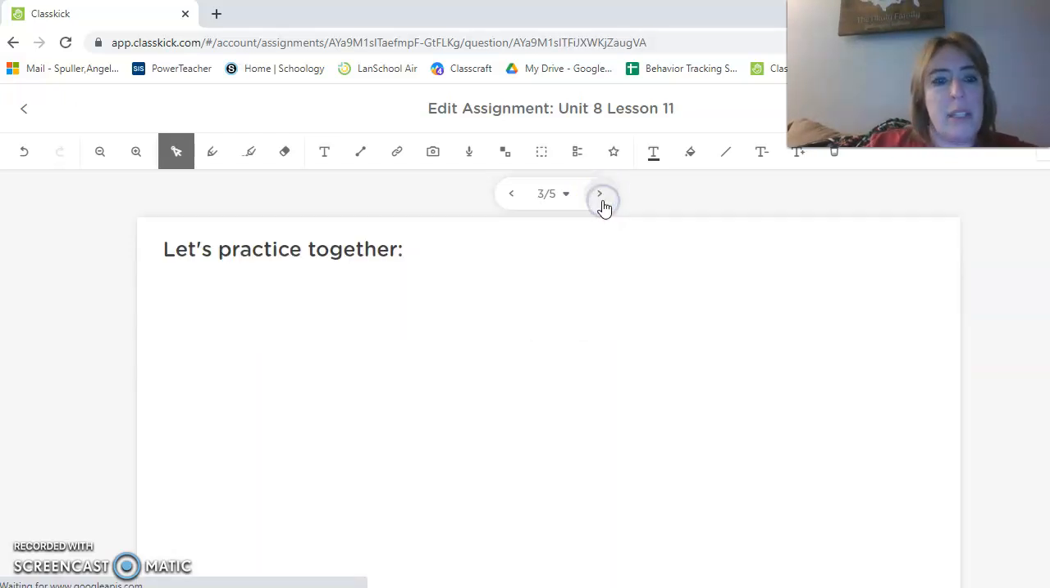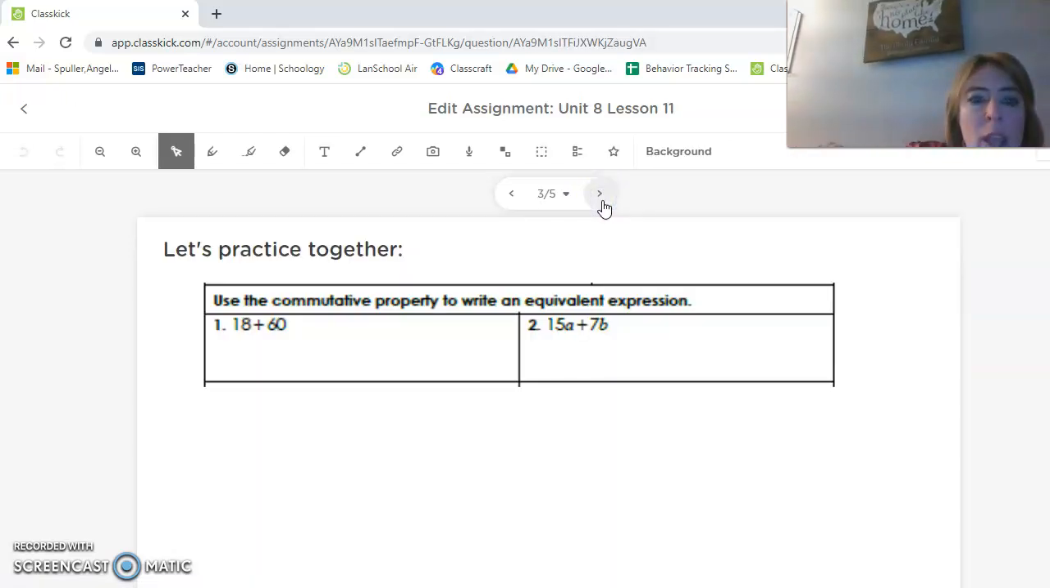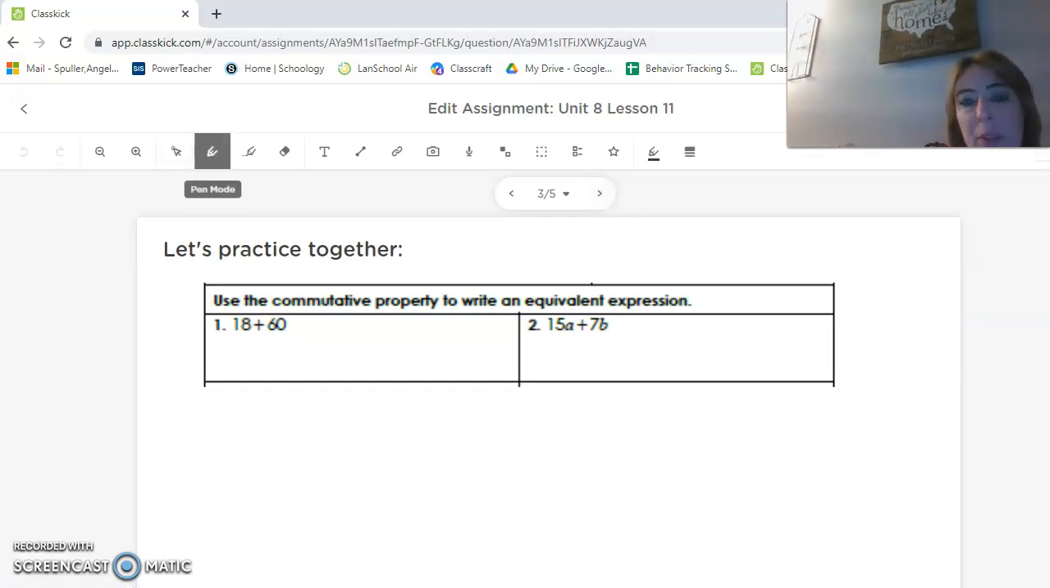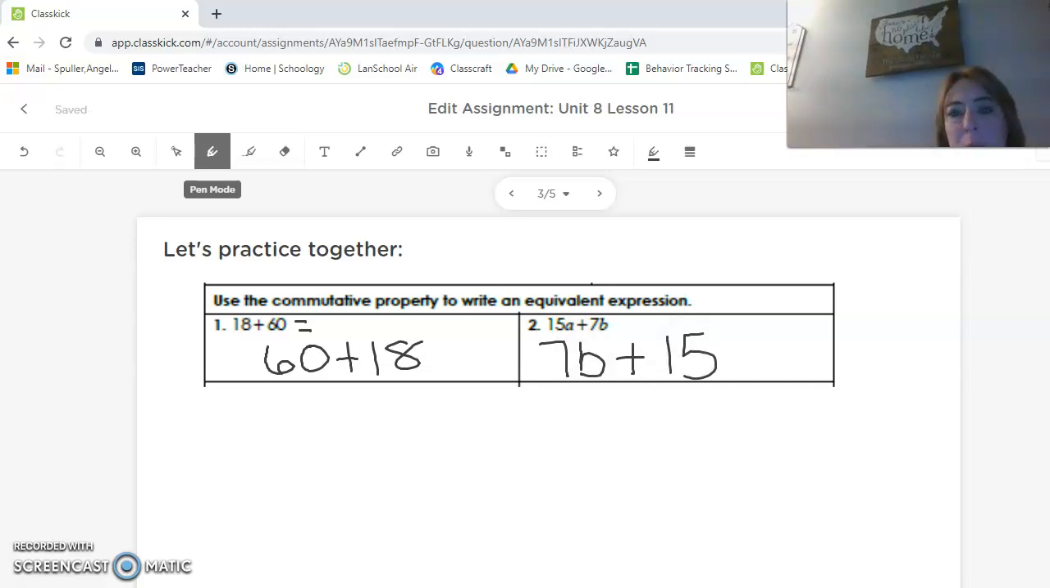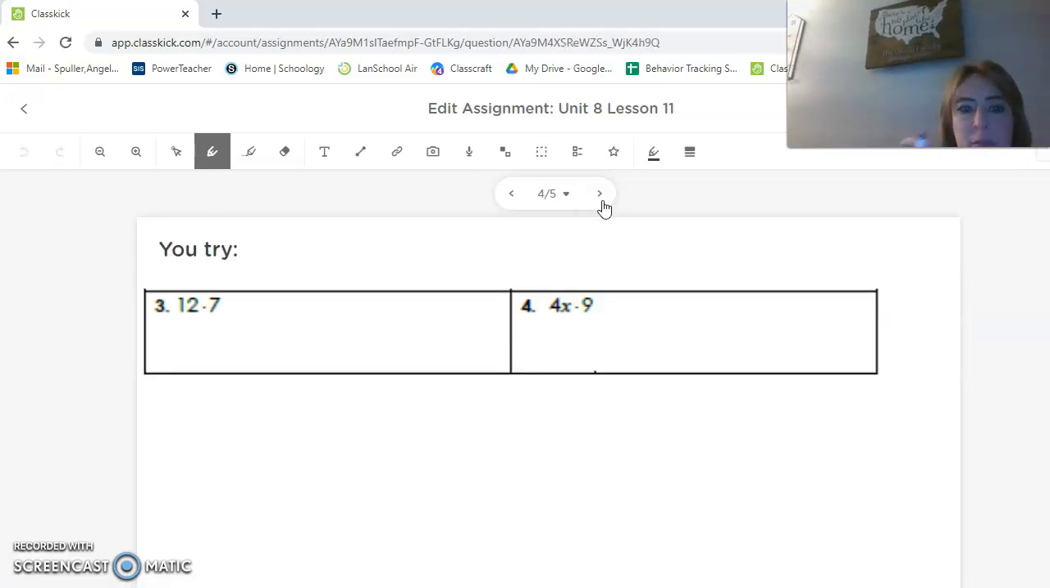All right, so let's practice this. So to use the commutative property, I'm just going to flip things around. So 18 plus 60 is equal to 60 plus 18. Okay, 15a plus 7b is the same as saying 7b plus 15a. I'm just flipping them. All right, let's see you try.